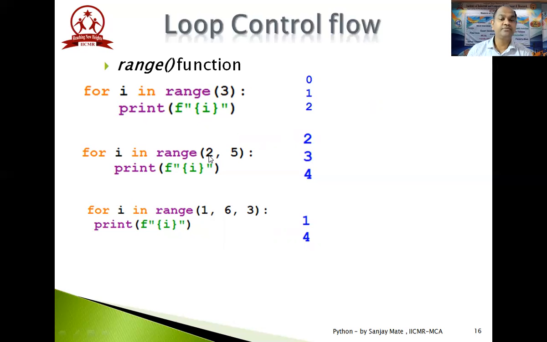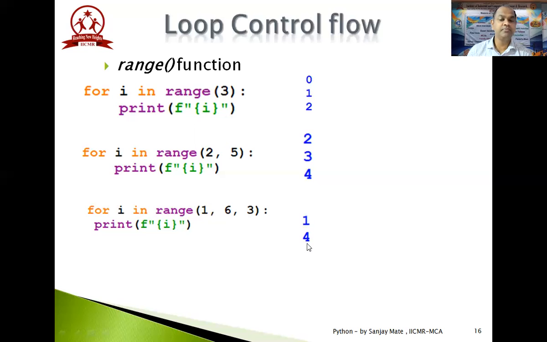Yes. Now here I have given two values, from where I want to start and up to where I want to stop. This 5 is always excluded from the range, so it will start with 2 and go up to 4. This is the output. Yes. In the third, I have shown you the step. Start with 1, go up to 6, that is, I mean to say 5, and jump with step 3. So it will start with 1, skip the two numbers 2 and 3, and print 4.